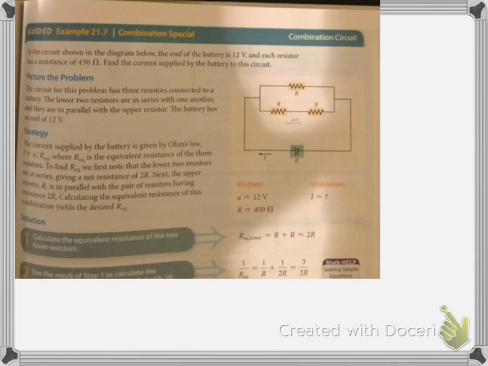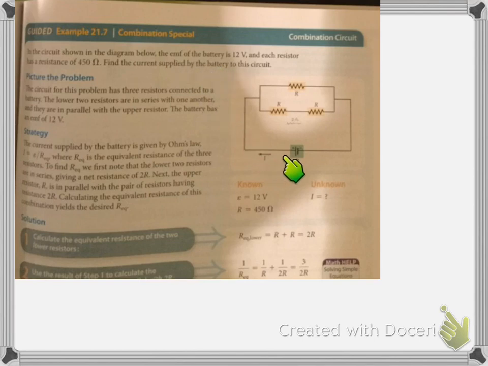All right, and this will be your last example. And in this example, it's on page 763 in your book. It says, in the circuit shown in the diagram below, the EMF, which stands for electromotive force, of the battery is 12 volts. So in the previous two problems, they called that potential difference or voltage. And each resistor has a resistance of 450. So this time, these all have the same resistance. Find the current supplied by the battery to this circuit.